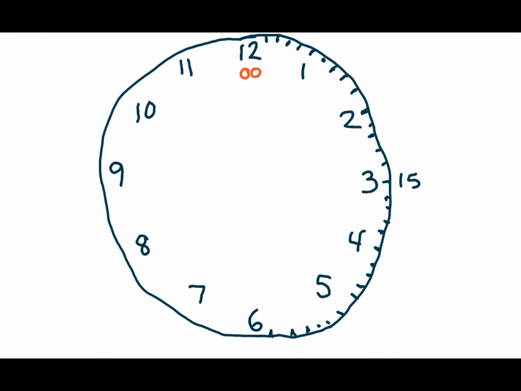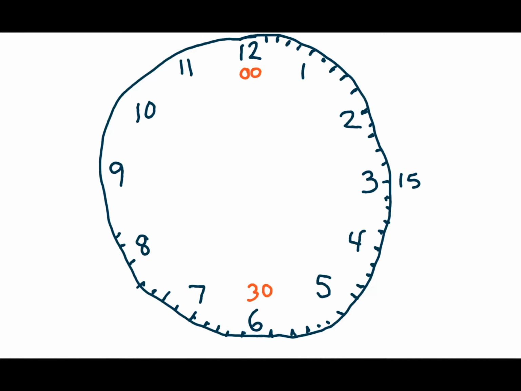So let's write down 30 minutes. I'm going to write 30 minutes right here to remind me that when we're at the 6, that's 30 minutes. Let's continue. 31, 32, 33, 34, 35. So when we're at the 7, boys and girls, it's 35 minutes. 36, 37, 38, 39, 40. When we're at the 8, boys and girls, we're at 40 minutes.